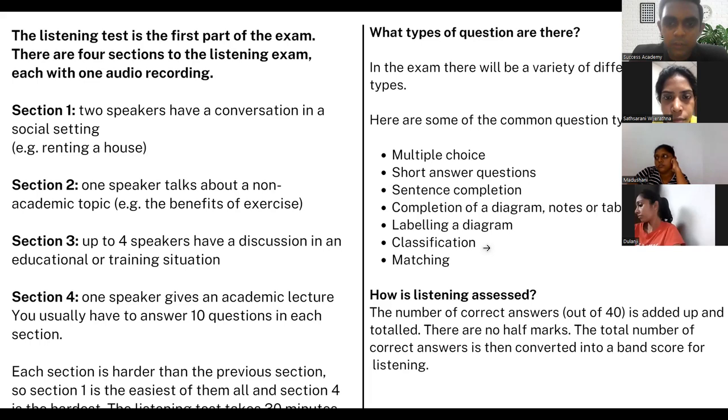Matching means typically you have more answers than questions. So, about six answers, four questions. Right? So, only one answer for each correct question. Right? Okay.